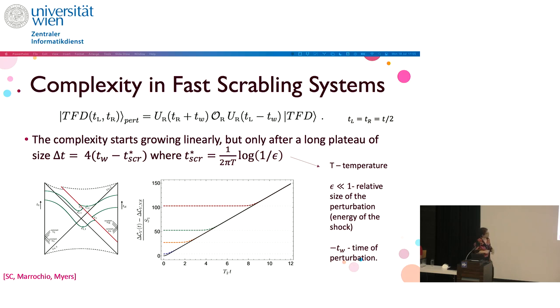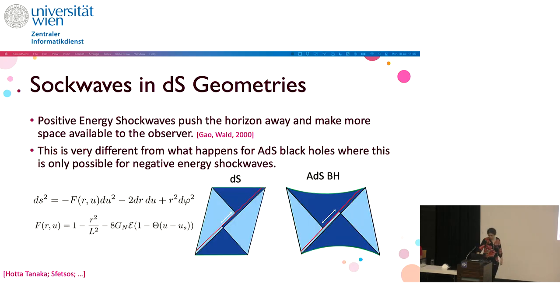there is one characteristic feature that one can see in complexity, well, not just one, but one that we studied, is that the complexity starts growing linearly, but only after some very long plateau, and the length of the plateau depends both on the time at which the perturbation was sent and on the scrambling time, which is essentially logarithmic in the relative size of the perturbation. Right, so essentially just looking at this feature is perhaps a way to diagnose the scrambling time of the system.